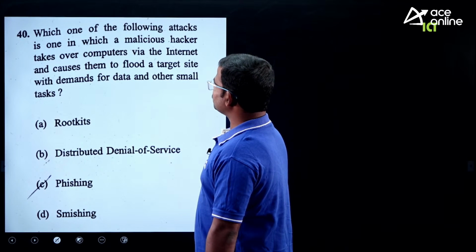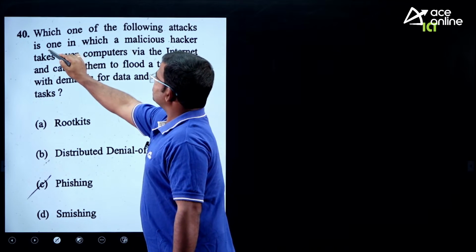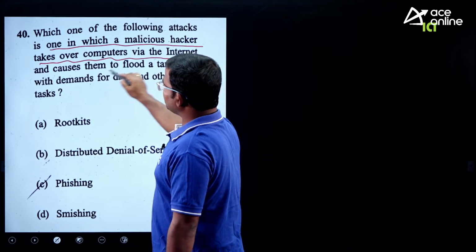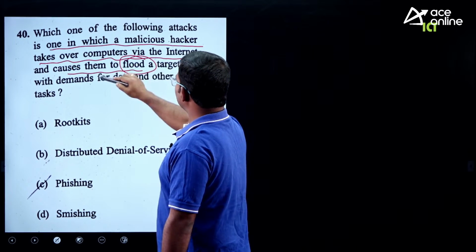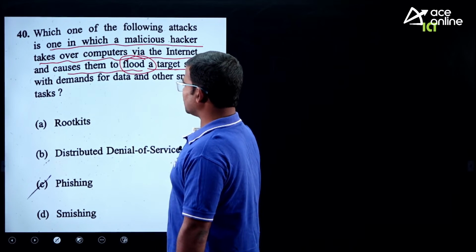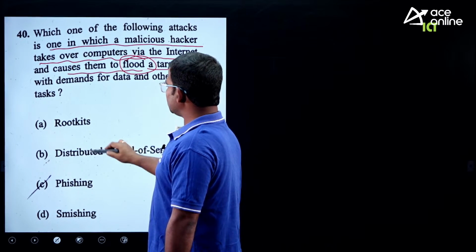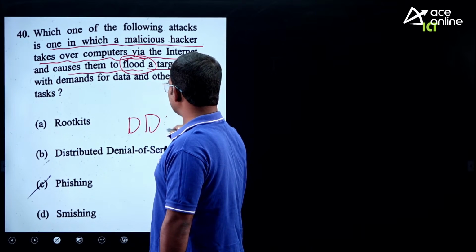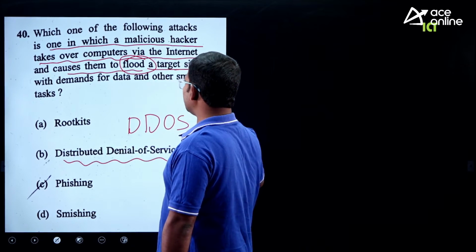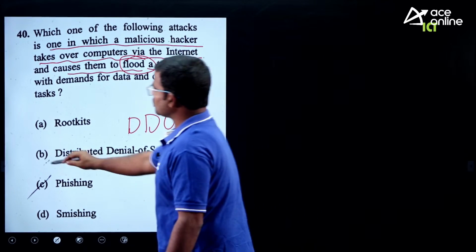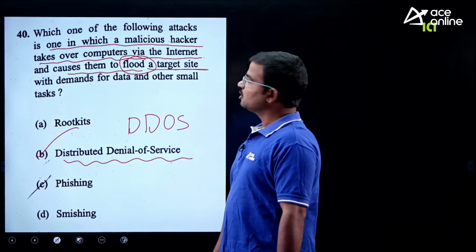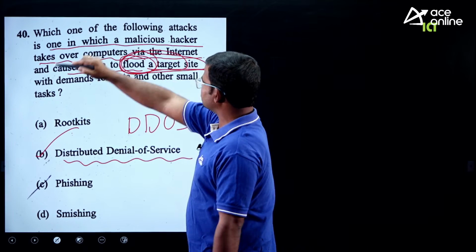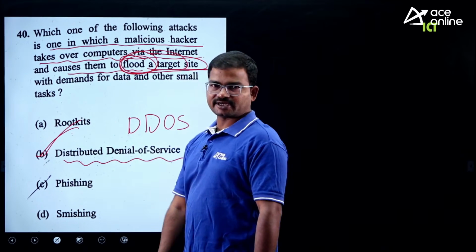Right. So next, question number 40. Which one of the following attacks is one in which a malicious hacker takes over computers via internet and causes them to flood a target site? So which one is the correct option here? DDoS, it means distributed denial of service, means option B is the right answer here. Why? Because here they mention flood a target site. So that's why we have to consider option B is the right answer.